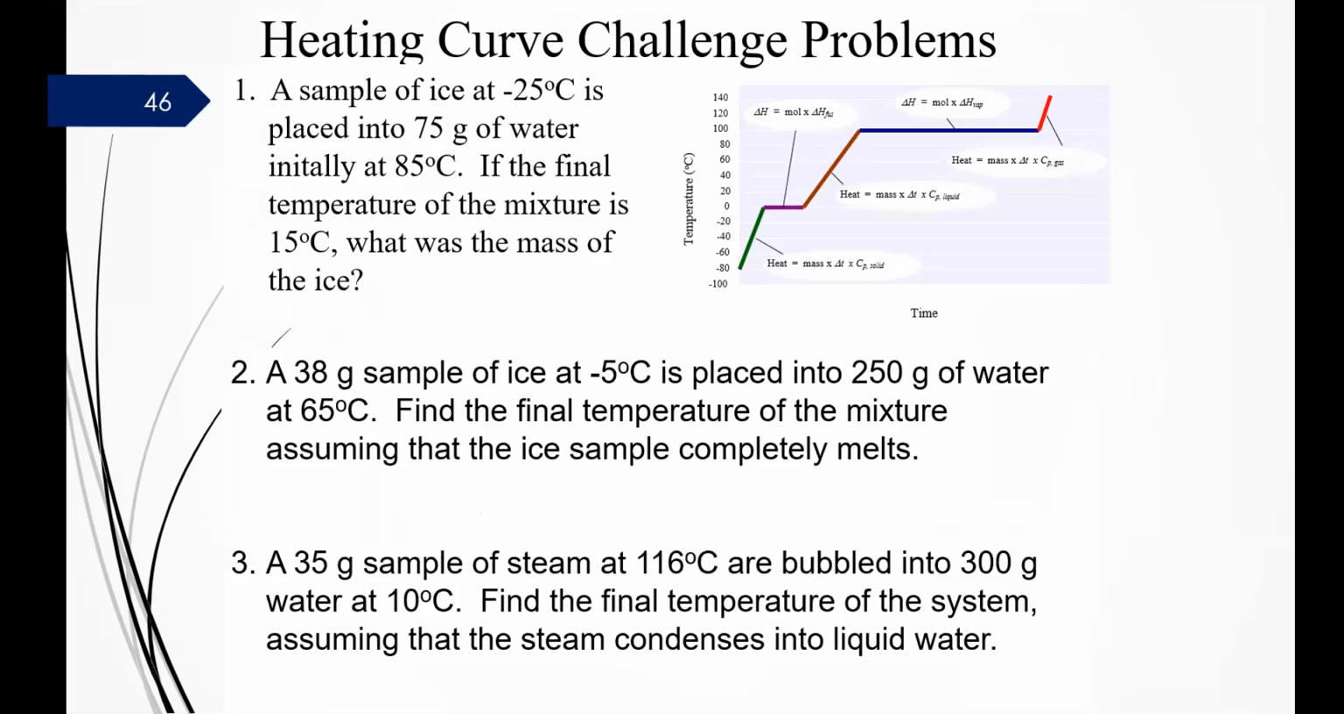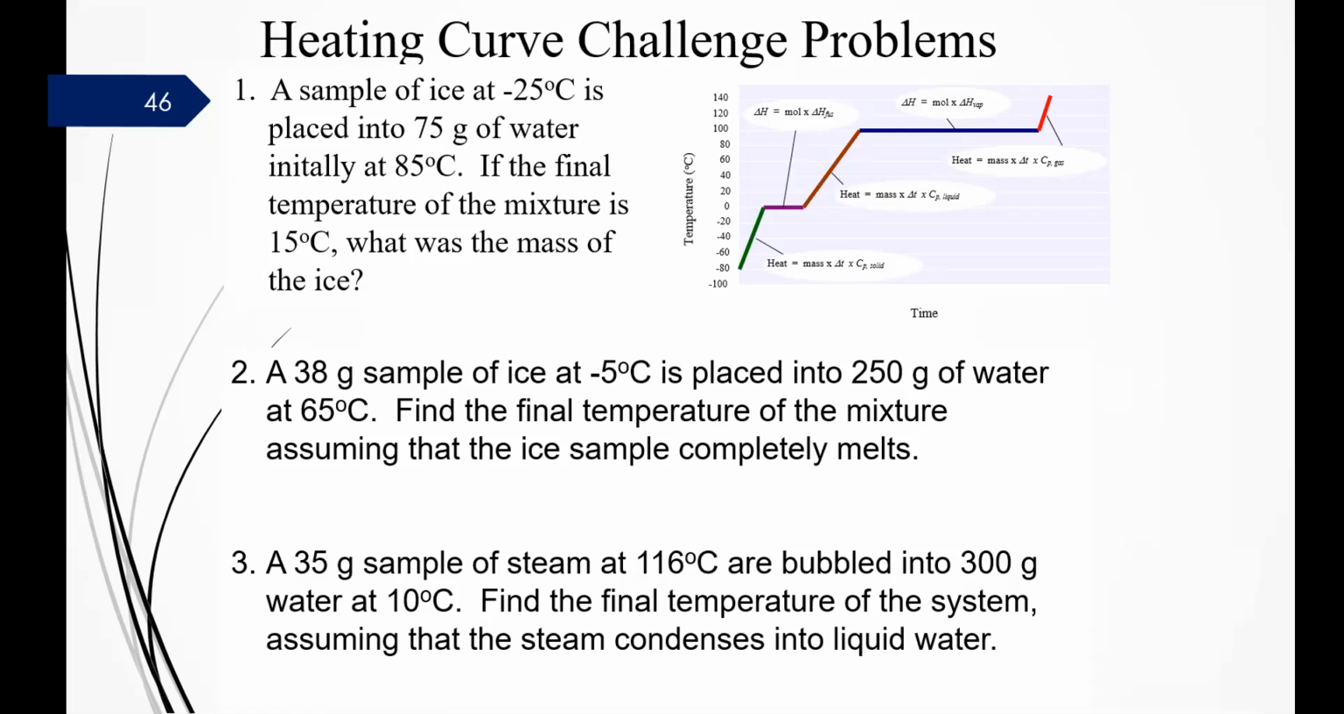For our heating curve, we want to start piecing together some different options. A sample of ice at negative 25 degrees Celsius is placed into 75 grams of water initially at 85 degrees Celsius. The final temperature of the mixture is 15 degrees. What was the mass of the ice? We have a lot going on there.